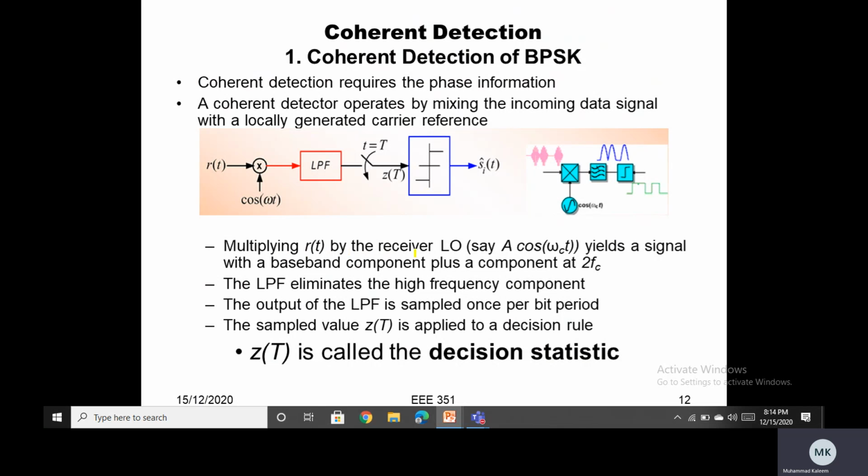So multiplying r(t) by the receiver local oscillator A cos(omega c t) yields a signal with a baseband component plus a component at higher frequency 2fc. The low pass filter will get rid of that frequency, and we will get our z(t), which will pass through a decision statistic.